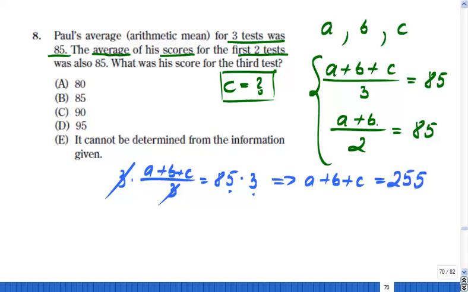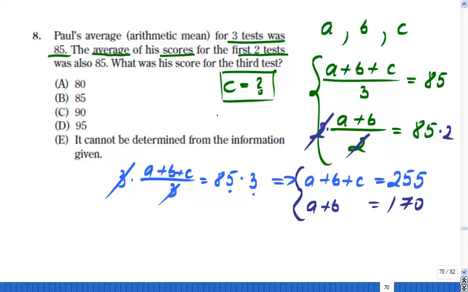You're going to take the second equation and you will find what A plus B is only. How can you find that? Well, multiply both sides by 2. 2 divided by 2 is going to be 1. And you find that your A plus B equals 85 times 2, which is 170.